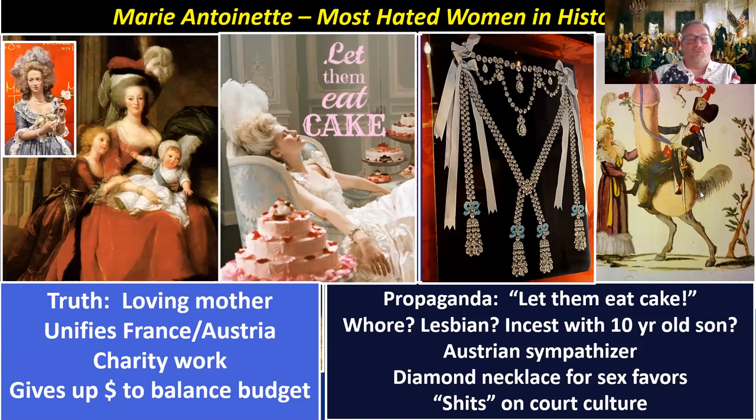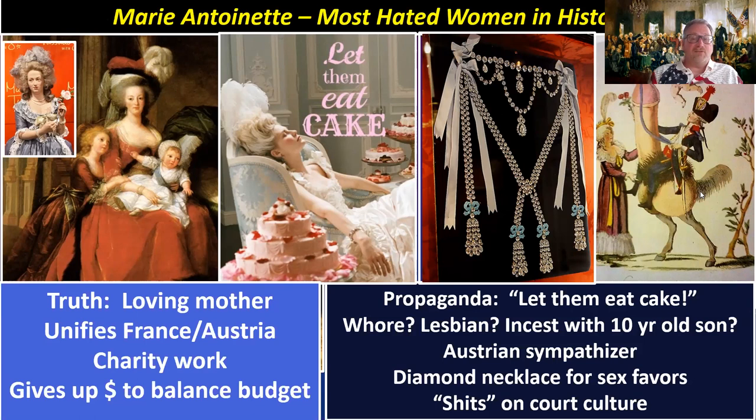In truth, what you probably know about Marie Antoinette is absolutely false. Marie Antoinette is absolutely a loving mother. Her marriage unifies two warring nations, France and the Austrian Habsburg Empire. And so she is basically that unifier. She does a lot of charity work for the poor. She gives up her money to balance the budget for France. She gives up her own personal expense account.